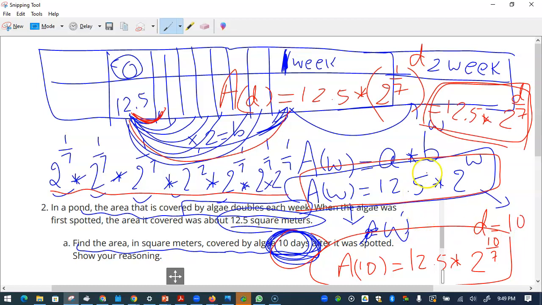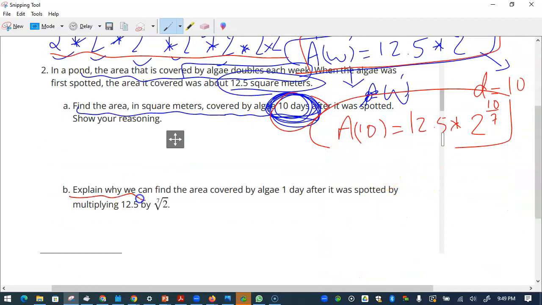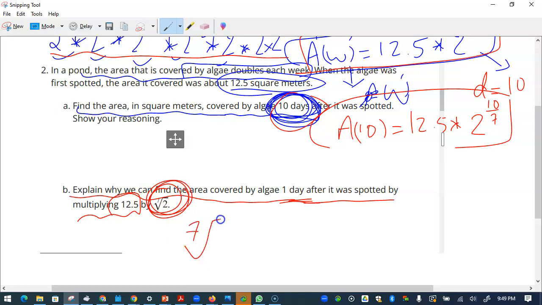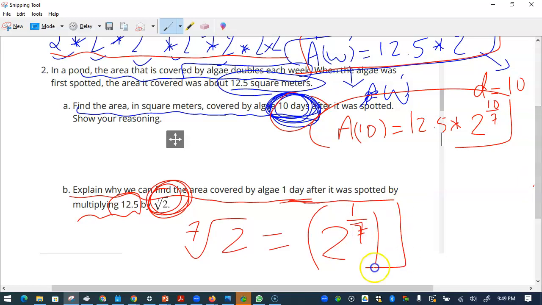The second question they're asking us is to explain why we can find the area covered by algae 1 day after it was spotted by multiplying this. So what does that mean? The seventh root of 2 basically means 2 raised to 1 over 7. And that's what I was trying to show you, that this is the factor you multiply 7 times for 1 week. So it's the same thing. I just wanted to make sure of that.